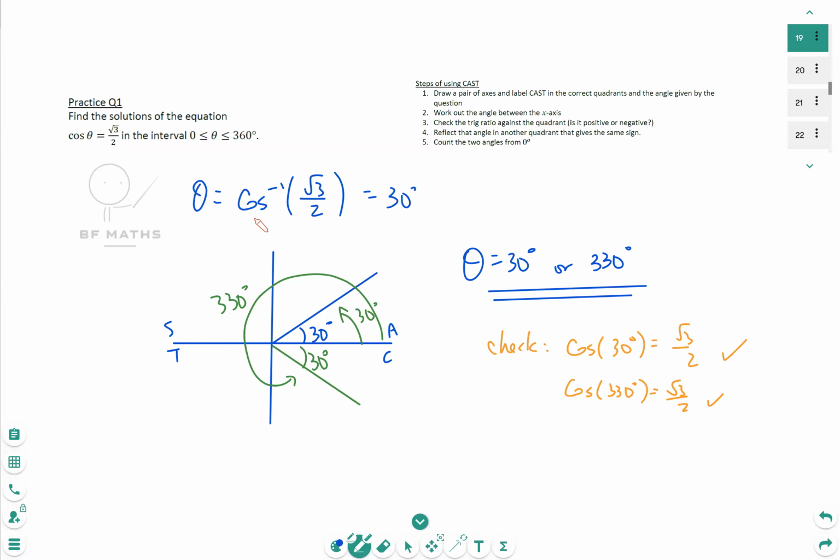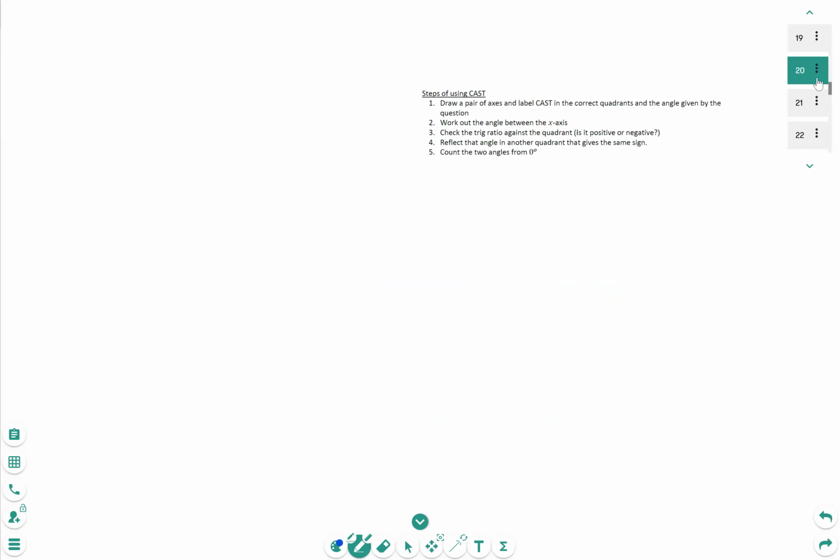Here are the answers. First of all, arccos or inverse cos of root 3 over 2 gives 30 degrees on the calculator. Then you set up a CAST diagram. 30 degrees is here, and when cos is positive, reflect in the cos quadrant. Going in the positive angle direction again from 30 degrees, that angle here is 330 degrees. Cos 30 is root 3 over 2, correct. Cos 330 is also root 3 over 2. So two answers. Perfect. Next one. Pause the video and have a go. When you're ready for the answer, press play.